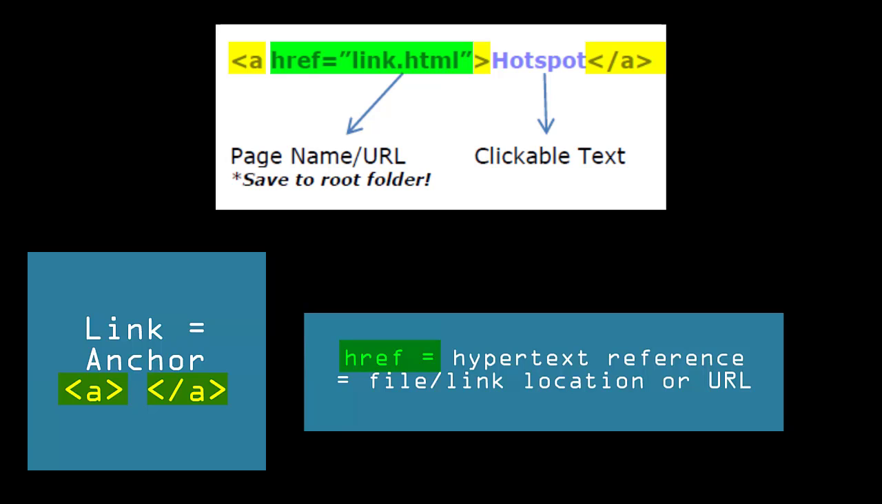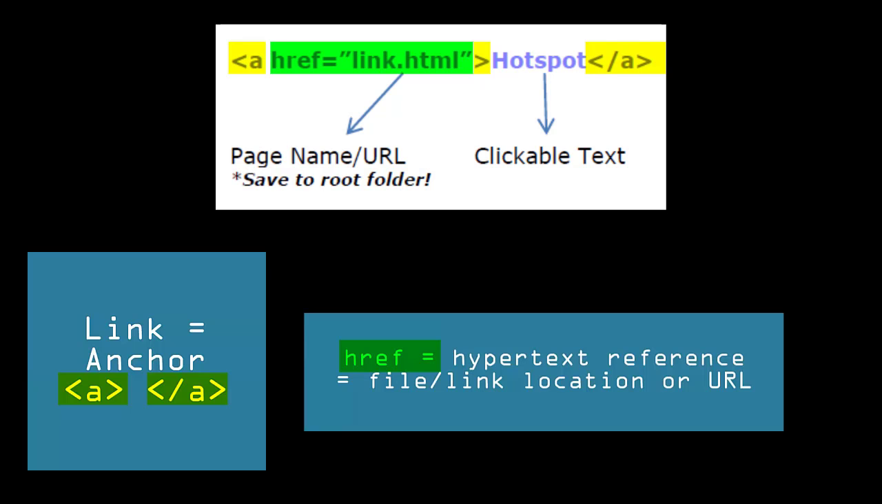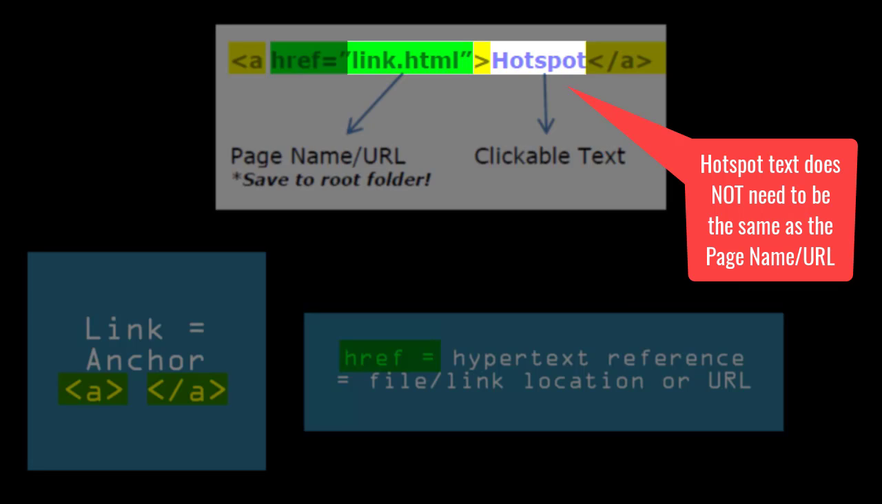The second part of our link, remember, is the hotspot, and this is either the clickable text or the picture for where we want to go. Now, it's important to note that your hotspot does not need to be the same thing as the page name or URL. So you'll see that the page name in the attribute is link.html, but the clickable text that I'll see on my web page says hotspot. They do not need to be the same.